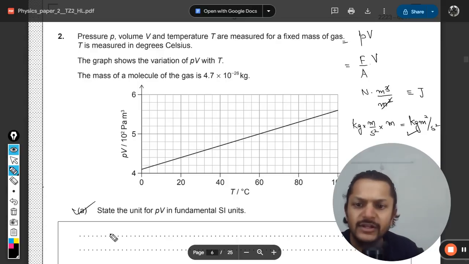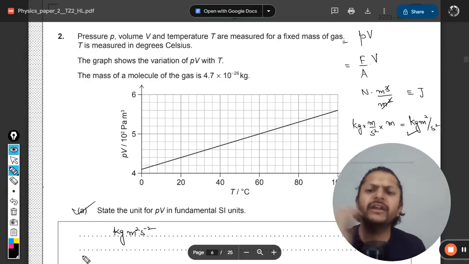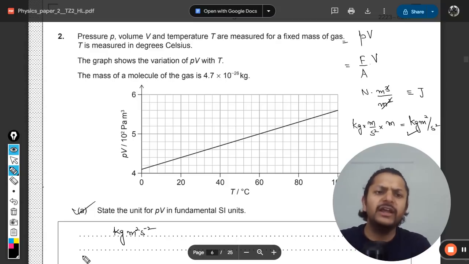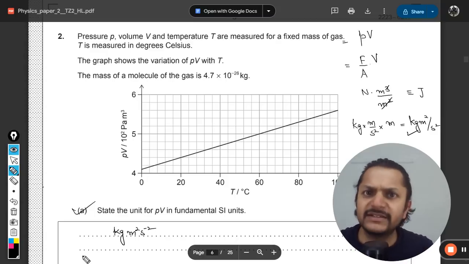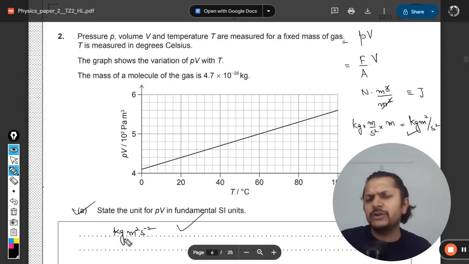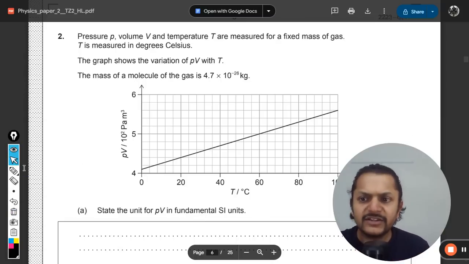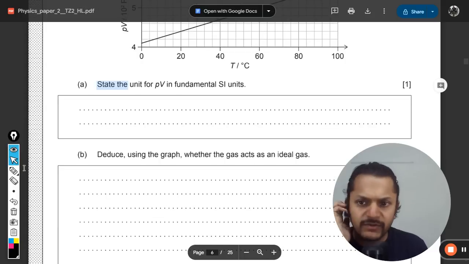This is the SI unit, and you can write s minus 2 also. You can write kg meter square divided by second square, also one and the same thing. This will be our answer. It's a very simple question, so we will not be going to the mark scheme as of now. Let us move to the next question and see what we do.